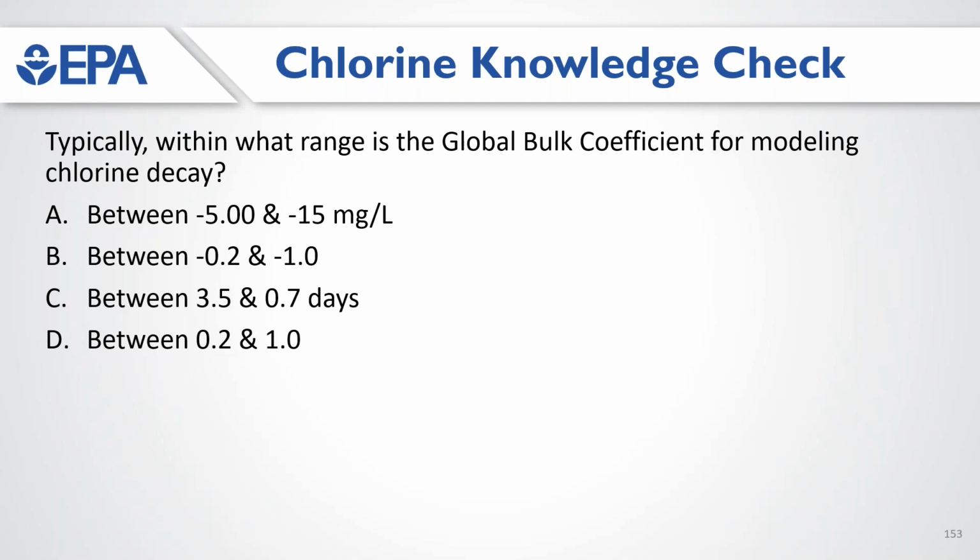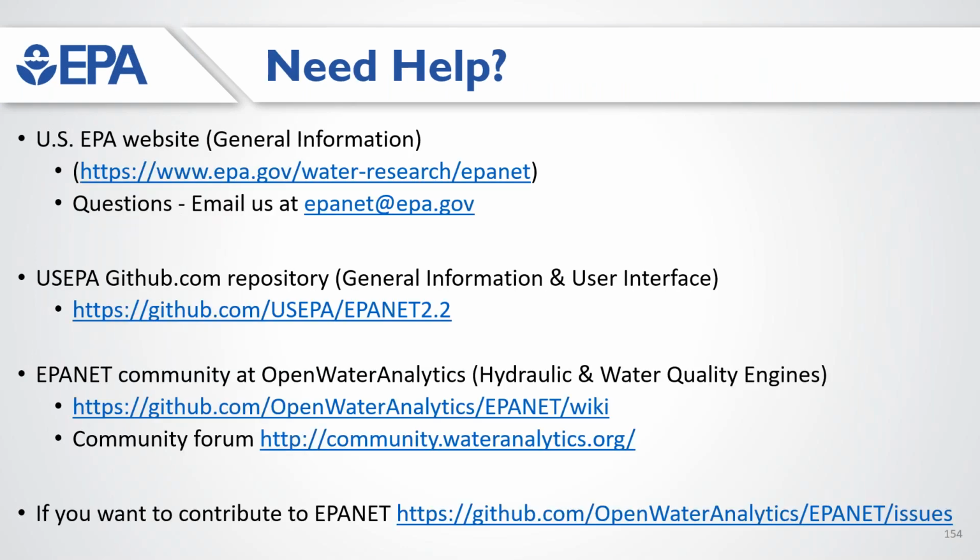Negative 0.2 and -1 was the correct answer. The other units were wrong, and it has to be a negative number to show that it's decay. So now we're to the closing, and I think Rob is going to take over here.